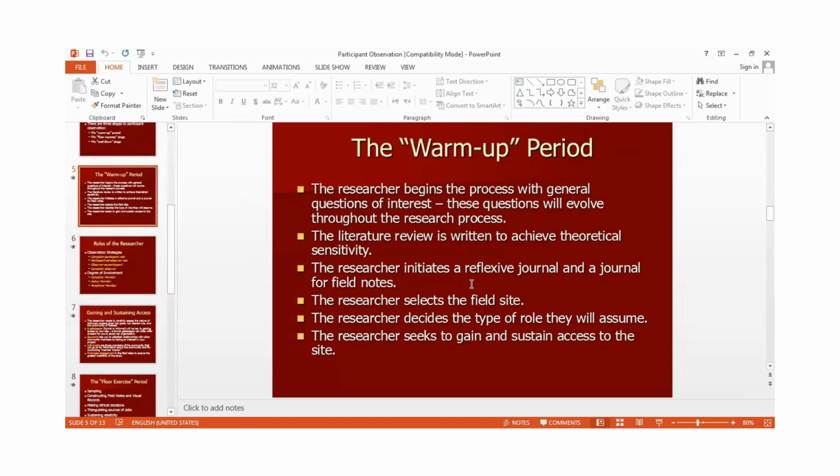The researcher selects the field site, where the researcher has to work. The researcher decides the type of role they will assume. The researcher seeks to gain and sustain access to the site. So all these things are the warm-up period.